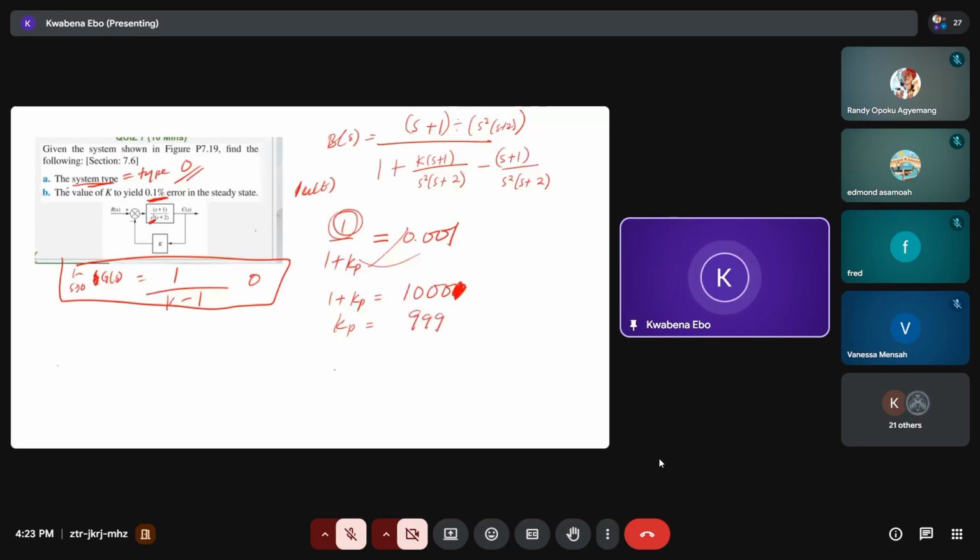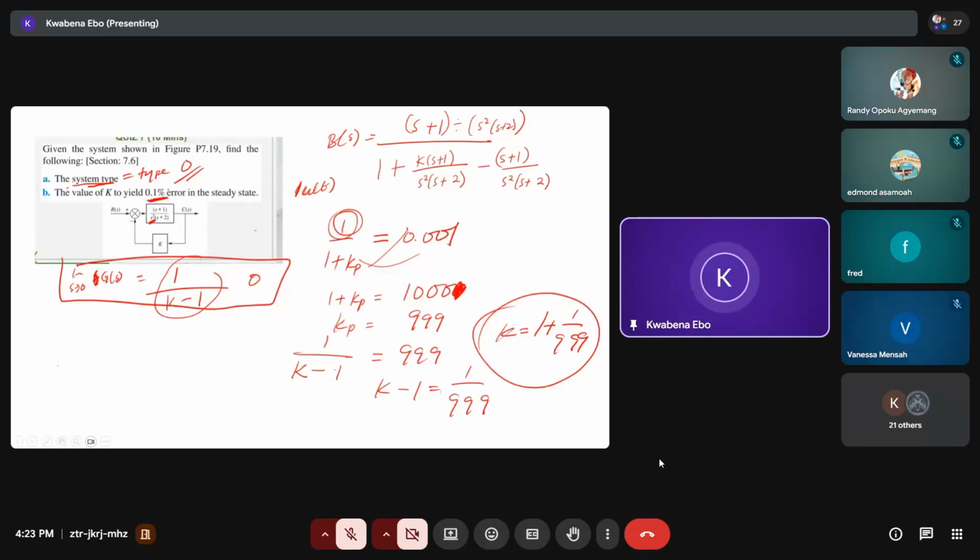But it's not K. So we found the expression for Kp here: 1 over K minus 1 is equal to 999. So that means that K minus 1 equals 1 over 999. And then K will be equal to 1 plus 1 over 999. So this is the value of K that will give us a 0.1% error in steady state. I may be wrong actually, but please, is there any question or any addition or any subtraction?